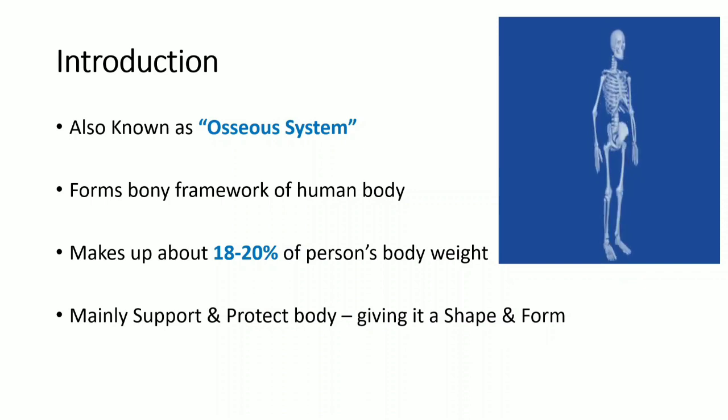So this skeletal system is also known as the osseous system. It makes a bony framework of our body. Mostly 80 to 20% of a person's body weight will be due to the different bones present in our body. In some books you might find it's 80%, in some books it's 20%. So nearly 80 to 20% of the body's weight will be due to this skeletal system.